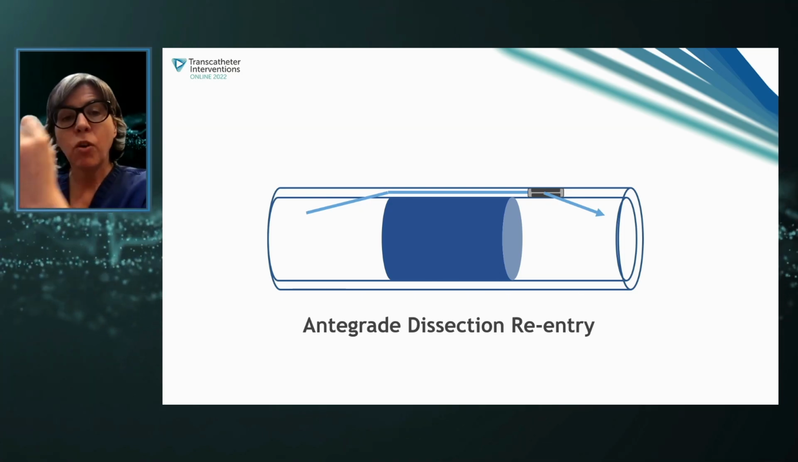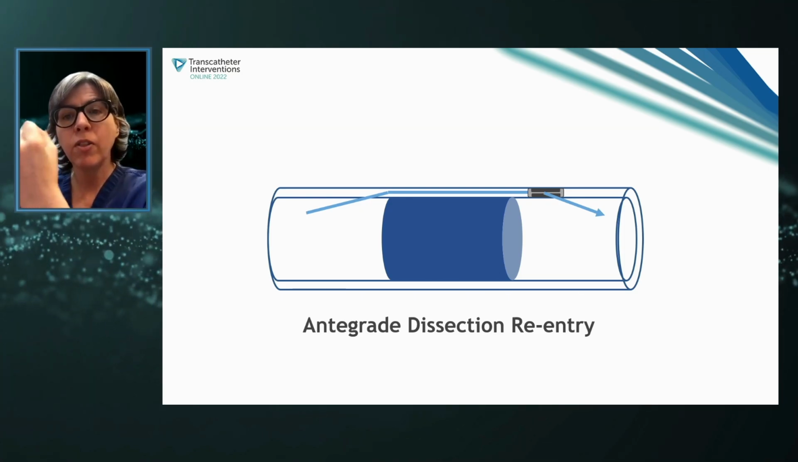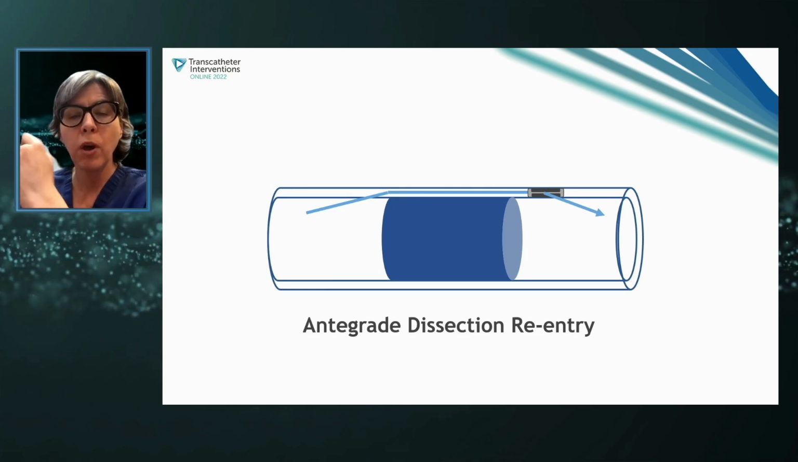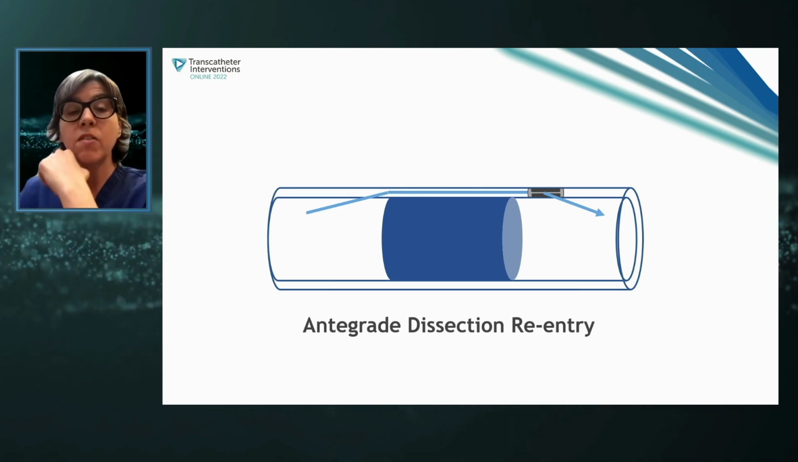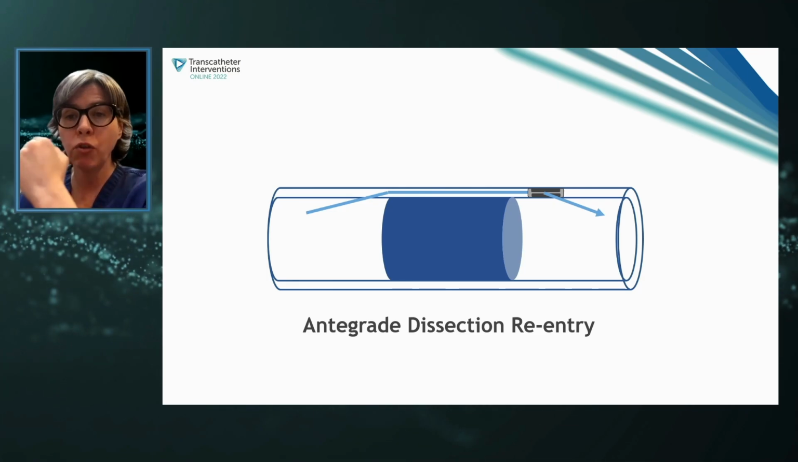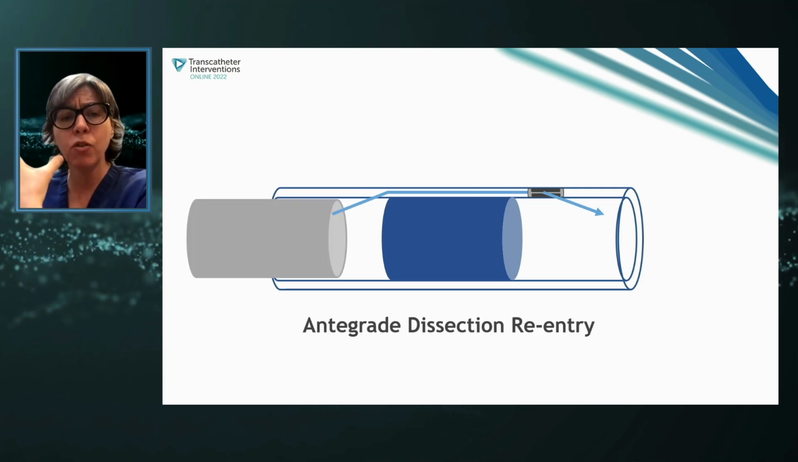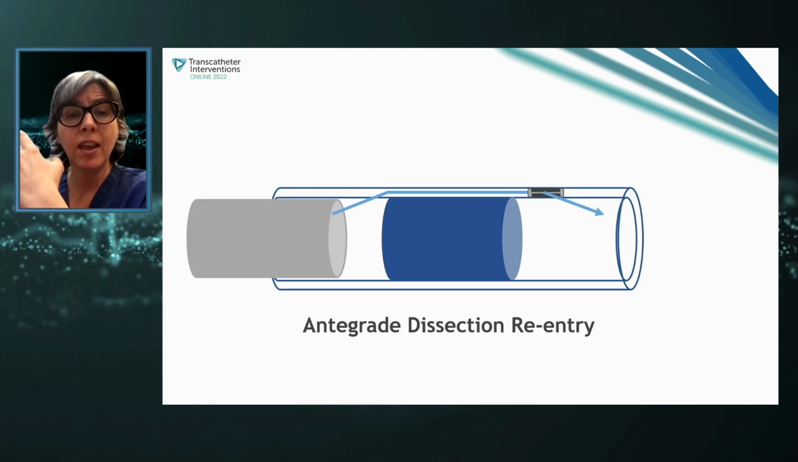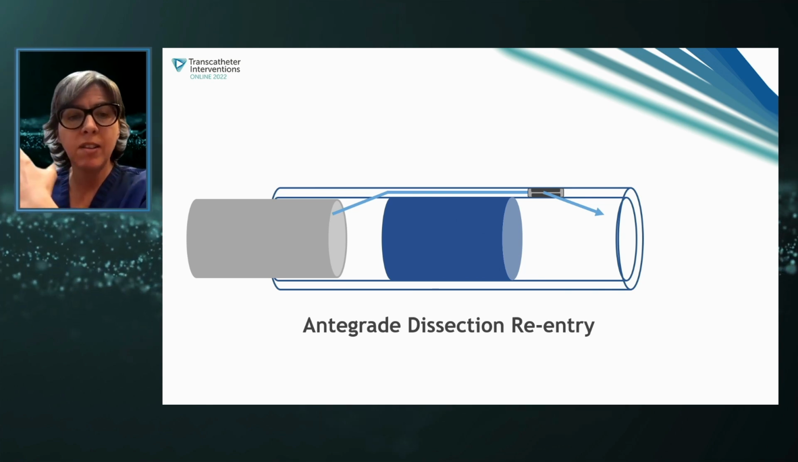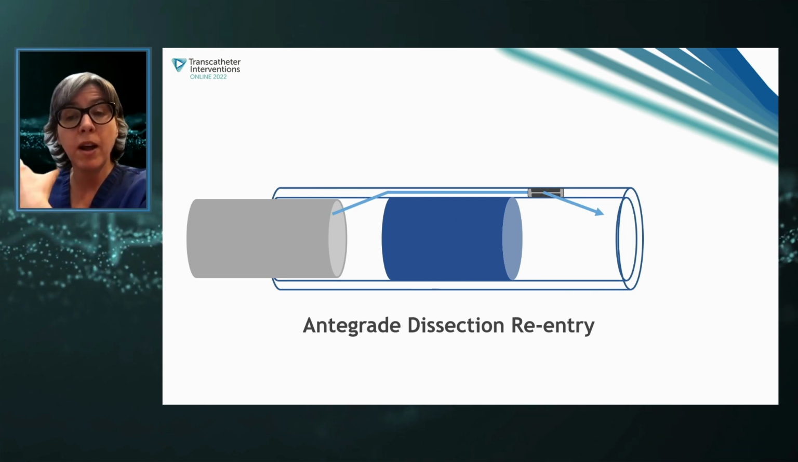Because of the barb on the tip of the Stingray wire, you then had to do what was called a stick and swap, where you removed the Stingray wire and then swapped, for instance, for a Pilot 200 wire to then rewire the vessel again. Now, over the 10 or 12 years since ADR has been available as a technique, this technique has dramatically evolved.